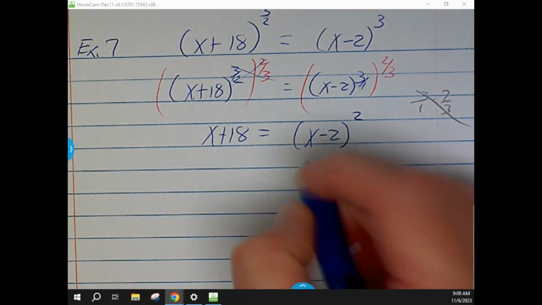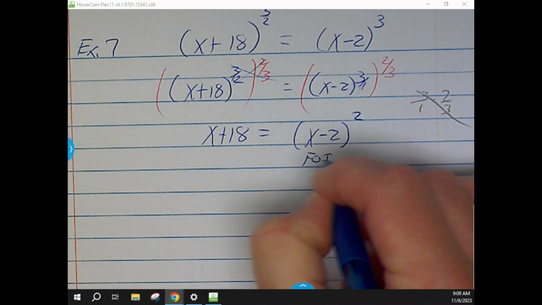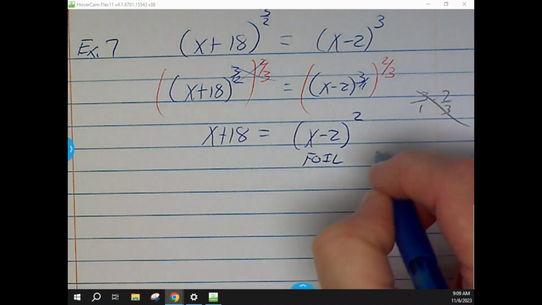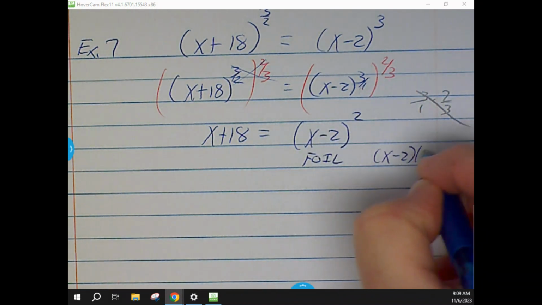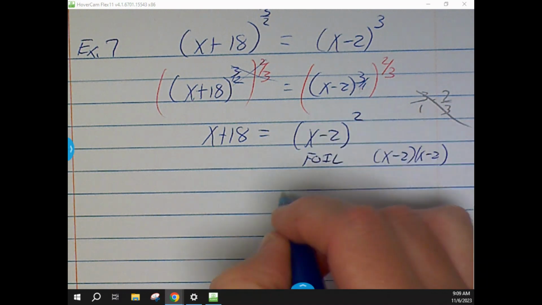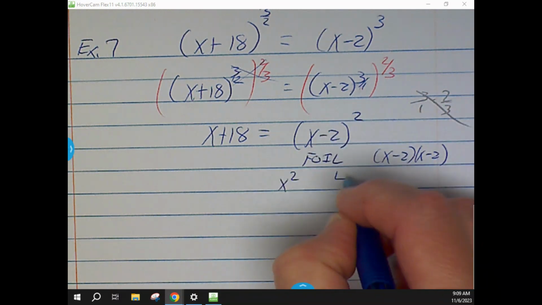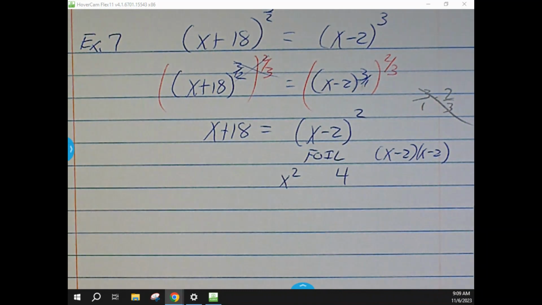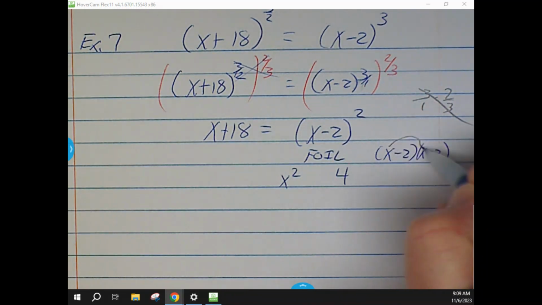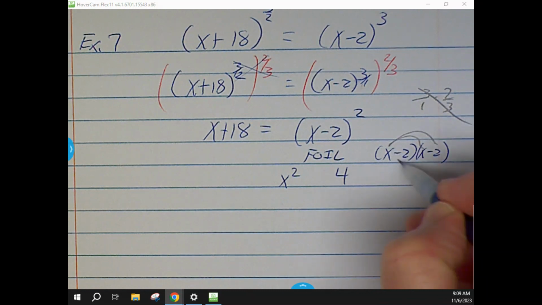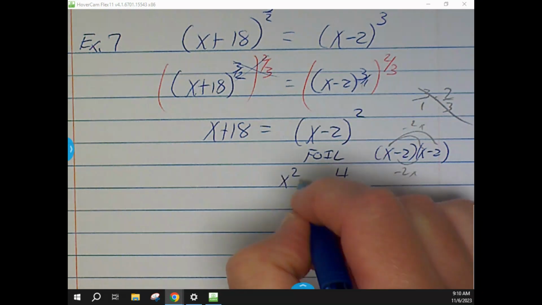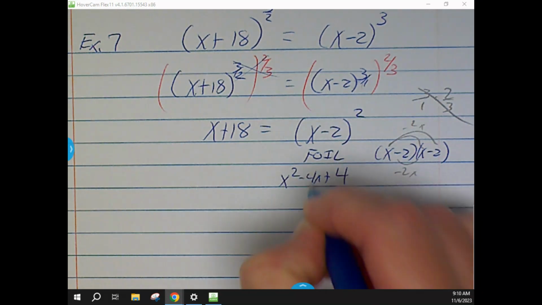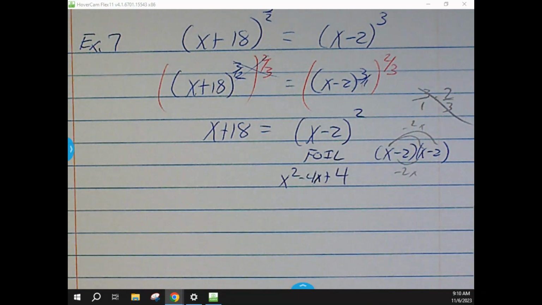For this one, you're going to have to do a little bit of FOIL method, a little double distributive property. It's not just x squared and then 2 times 2 for 4. We do have that, but after we do the FOIL method, we've got x times x for x squared, a negative 2x here, and another negative 2x there. So that would actually be x squared minus 4x plus 4.